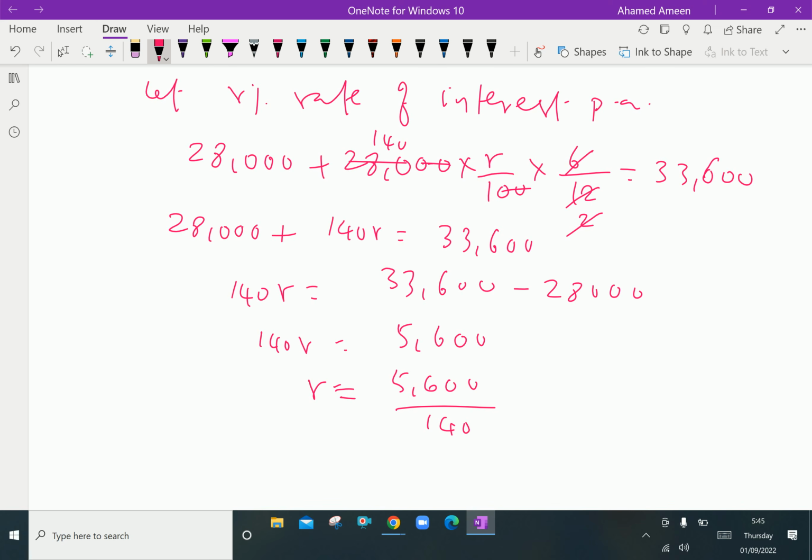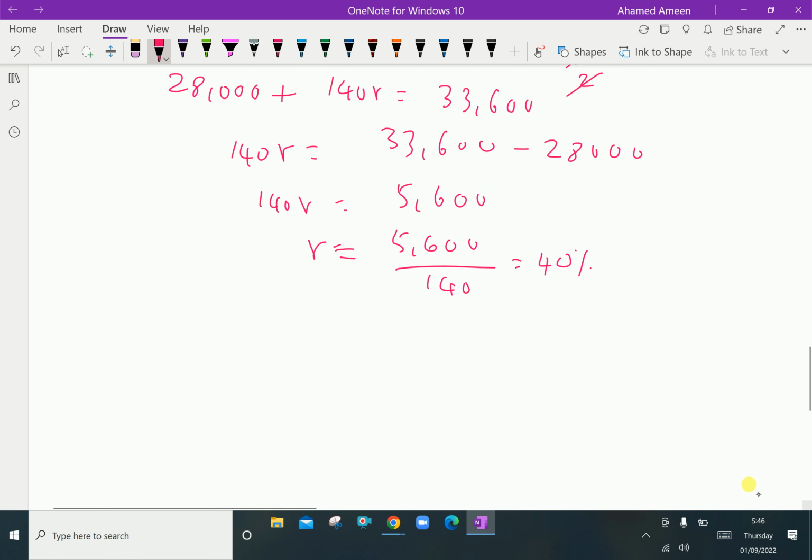Here 5,600 divided by 140 gives 40%. Therefore, we can write the rate of interest is equal to 40% per annum. That much interest you have to pay.